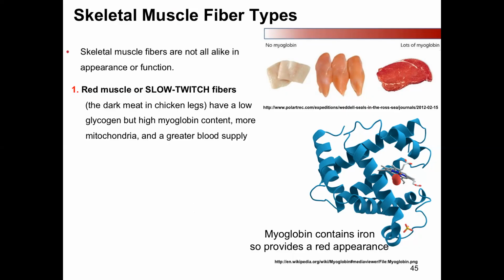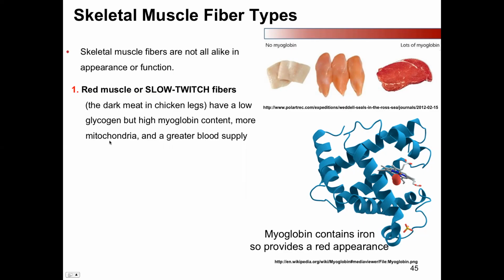I pictured myoglobin here. Myoglobin is similar to hemoglobin in that there's an iron there and it binds oxygen. That gives it a red color, like rust. So that's why it's red muscle: there's a high myoglobin content.